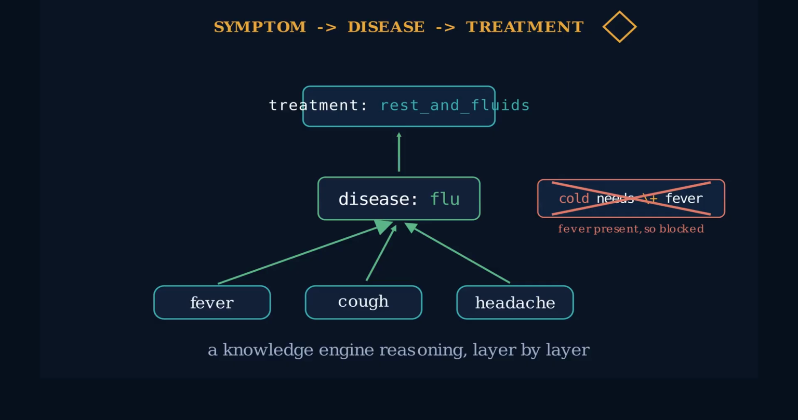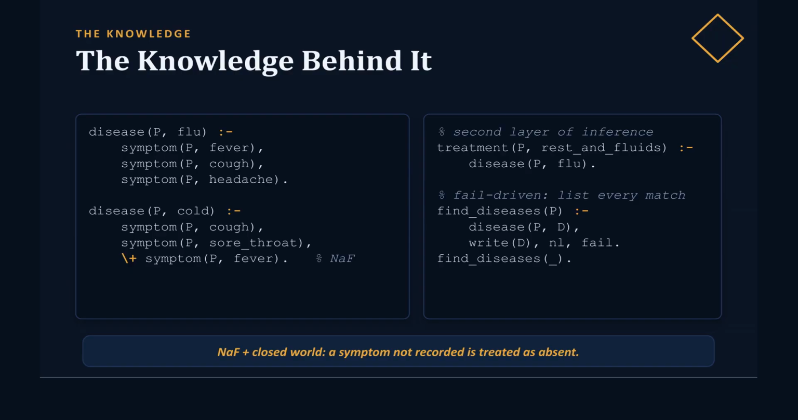Watch the cold rule, though. It requires cough and sore throat but, crucially, the absence of fever. Because fever is present, negation as failure blocks it. What you see is a knowledge engine reasoning: symptom, to disease, to treatment. Here is the knowledge that drives it.